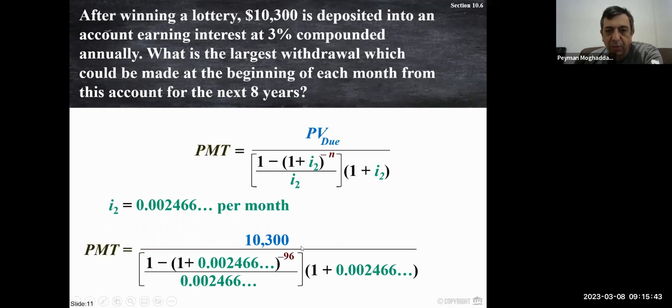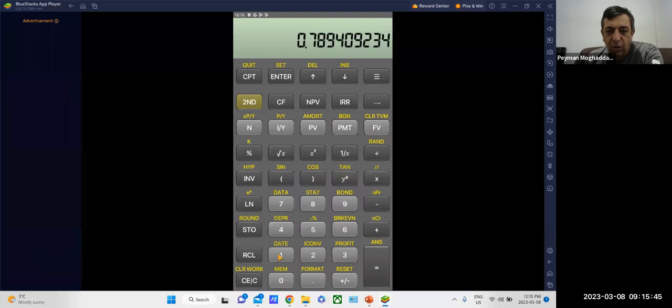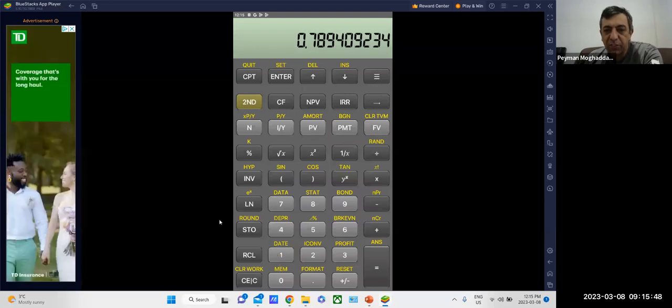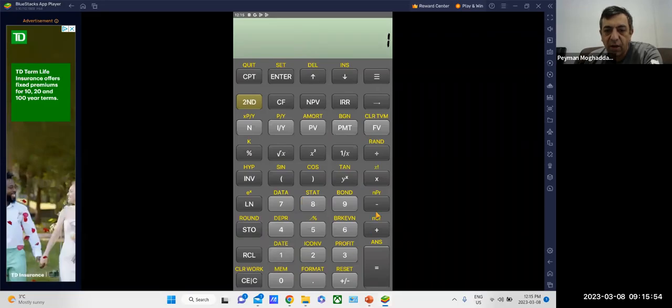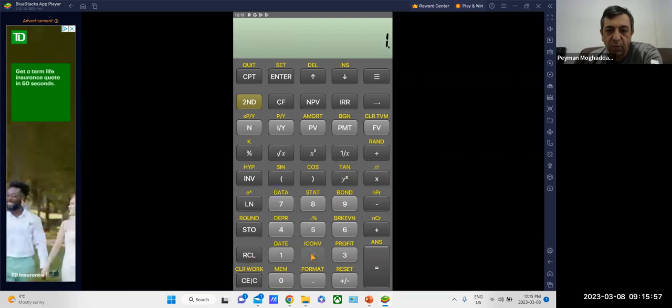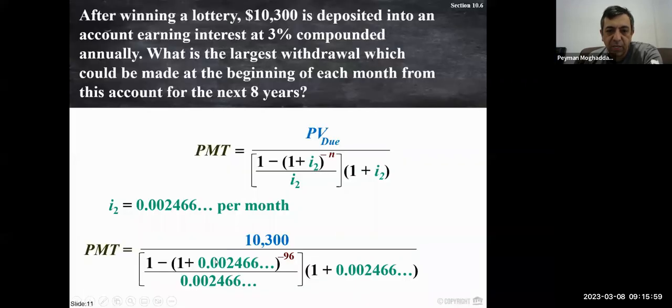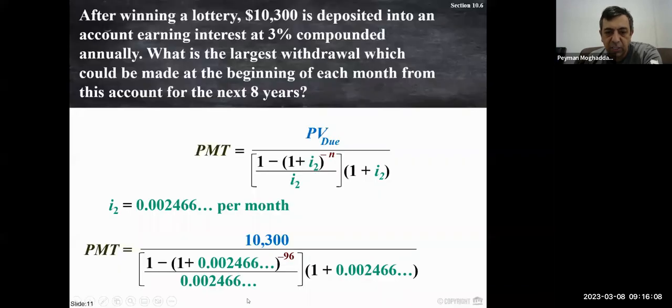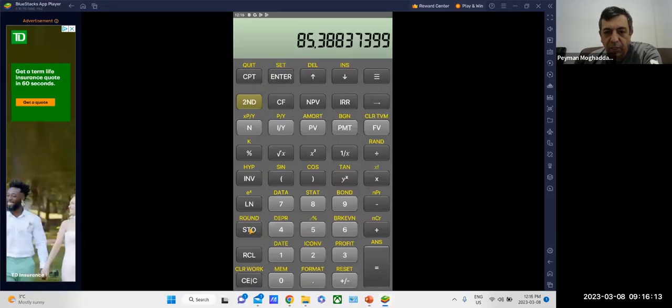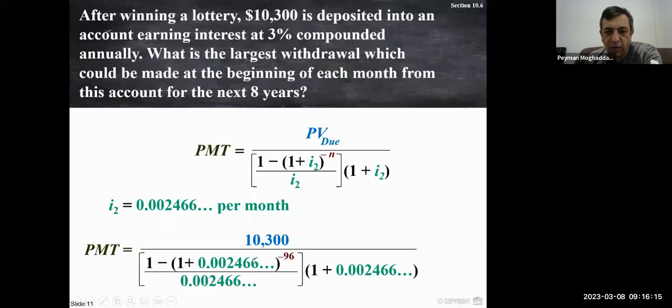1 minus this guy. Okay, so I'm going to store this guy in number 2. Make sure you don't overwrite number 1, because number 1 is already your I2. You don't want to overwrite it. So store in number 2, and then 1 minus recall number 2 equal to, that's going to be the numerator here, divided by the denominator, which is I2. So divided by recall number 1, which is I2, equal to 85 something. This is going to be the whole thing. I'm going to store it at number 3. I don't want to overwrite the other thing.